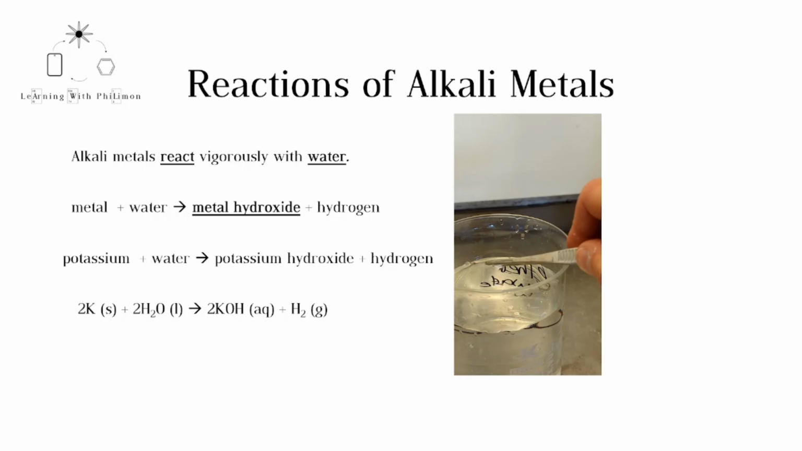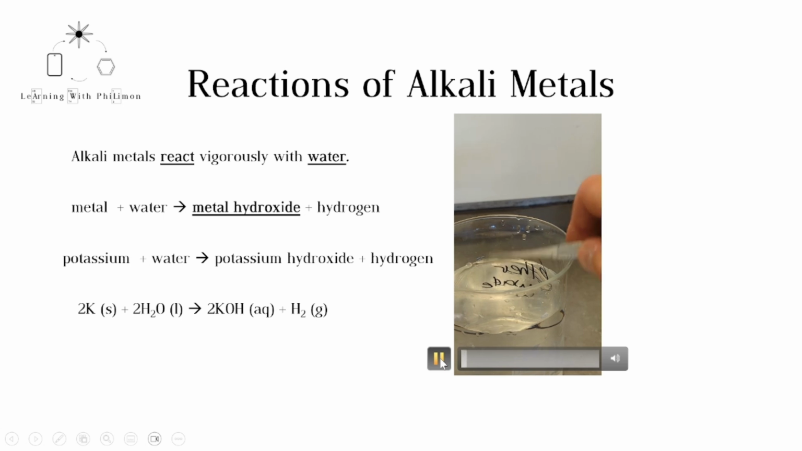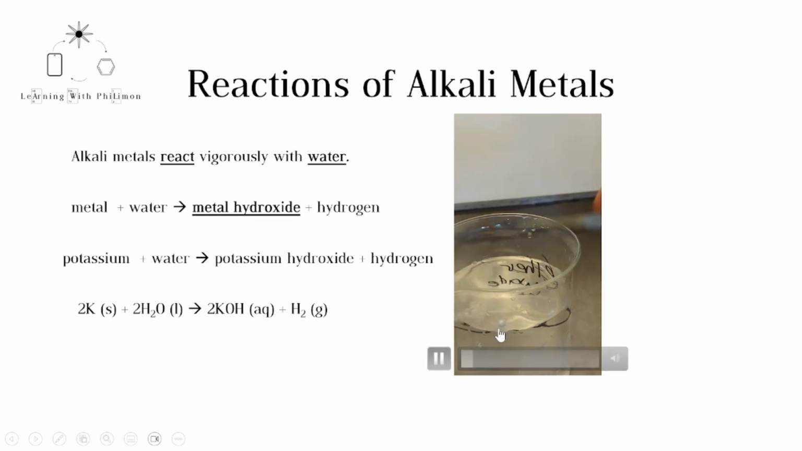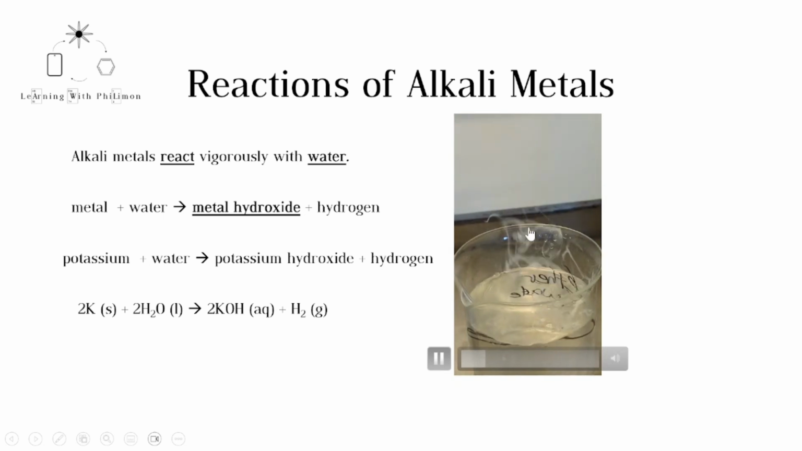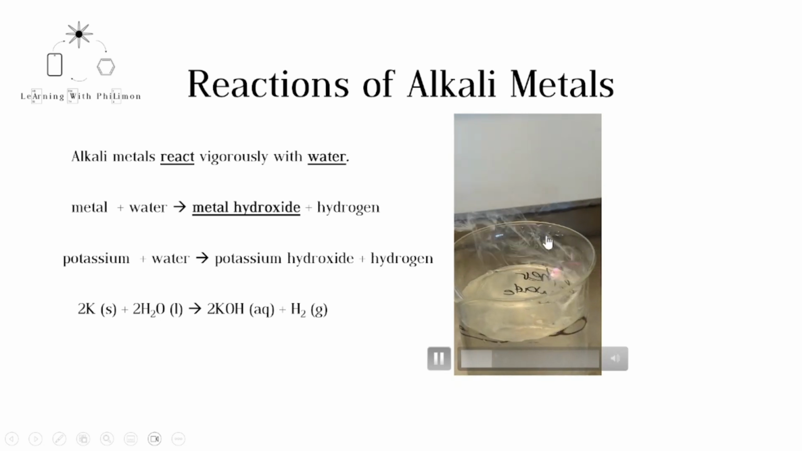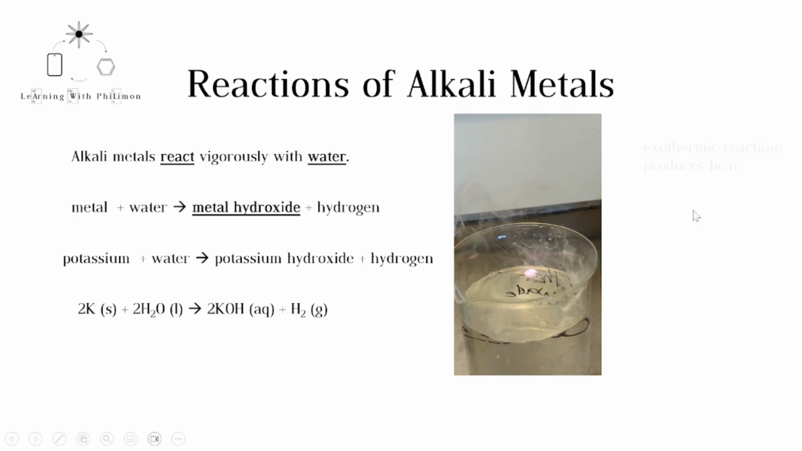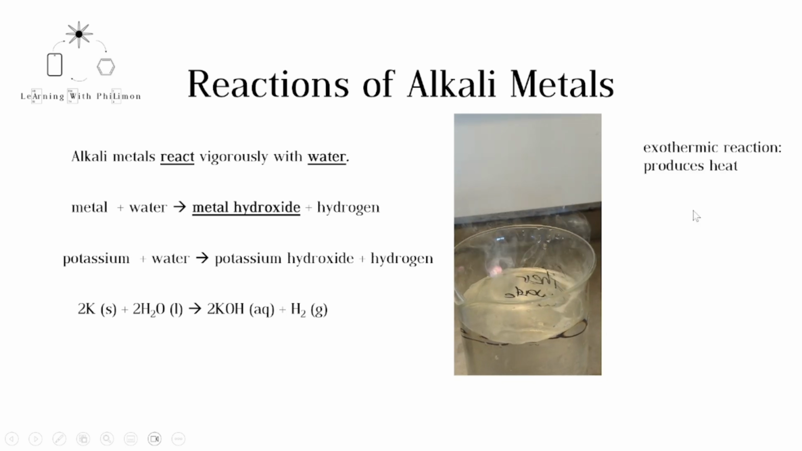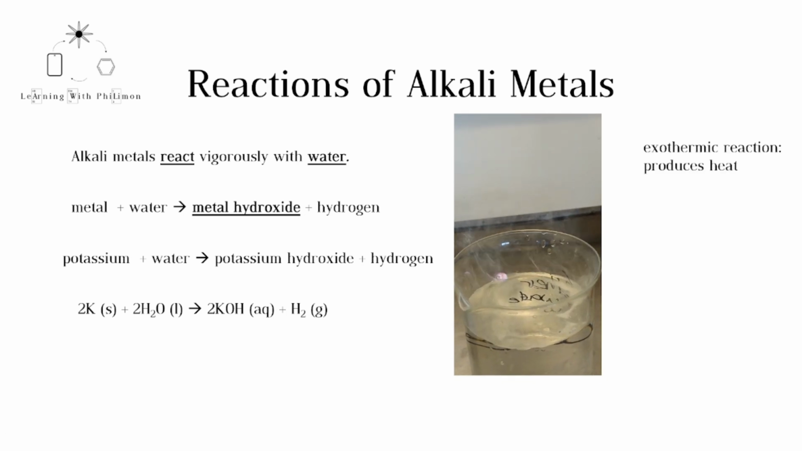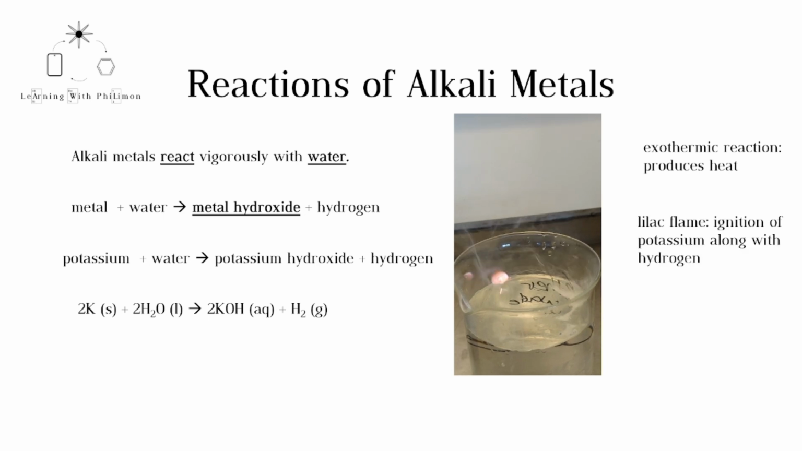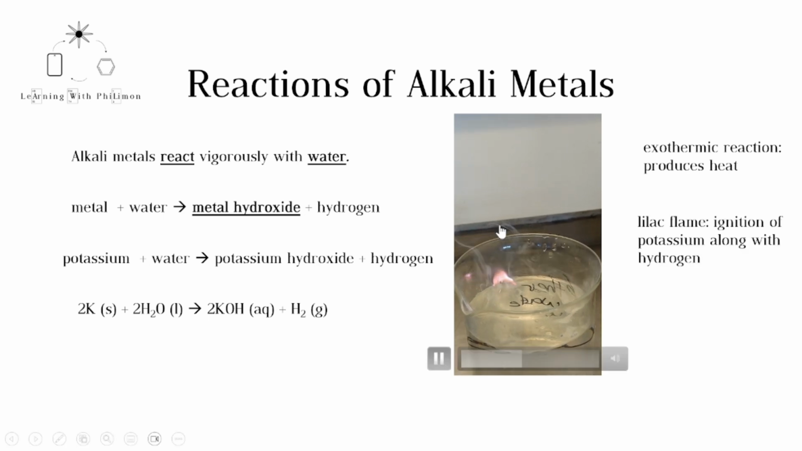In this video, we will see potassium reacting with water. The first thing that happens is a ball is formed that moves quickly along the surface. The vapor produced is hydrogen gas. This reaction is exothermic, which means it produces heat. This heat is enough to ignite the hydrogen and little pieces of potassium inside, forming a lilac flame.